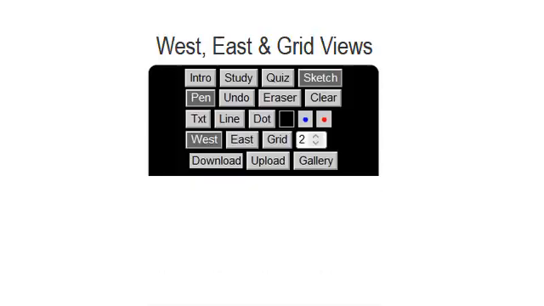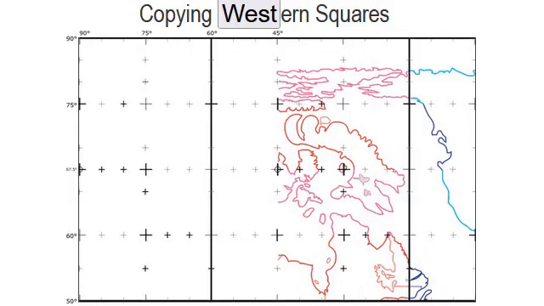The Pen and West buttons are selected by default when you start to sketch an earth map. You will need to click the East and the Grid buttons to the right of the West button in order to sketch both the west and east sides of a map. For example, this is the view you will see when you start to sketch the Northeast-Northwest map. The coastlines and islands are shifted to the right side of the map so that you can copy them onto the western squares.